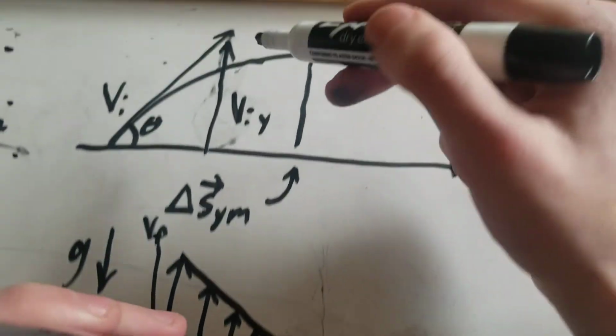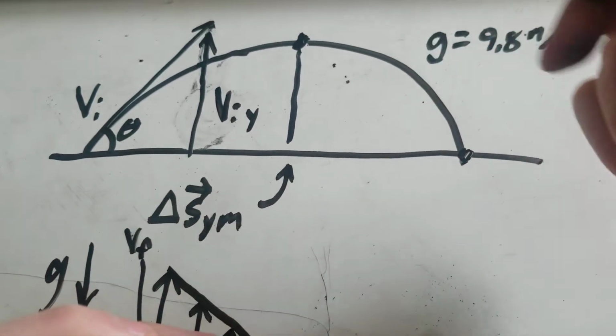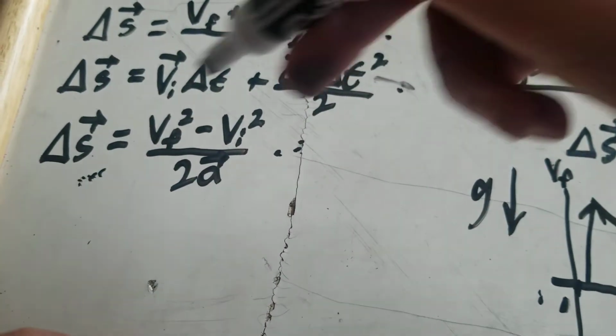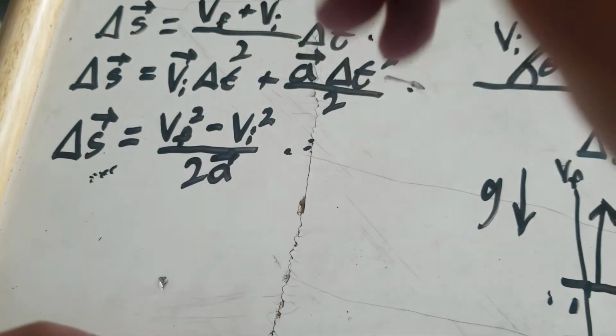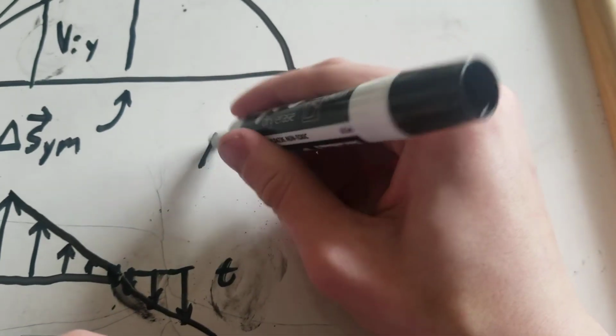And that critical point is what we want to figure out. That's where our maximum height is. And we can use this equation right here. So we know that the final velocity has to be 0 at the maximum height. That's what we know. And we can just solve it.